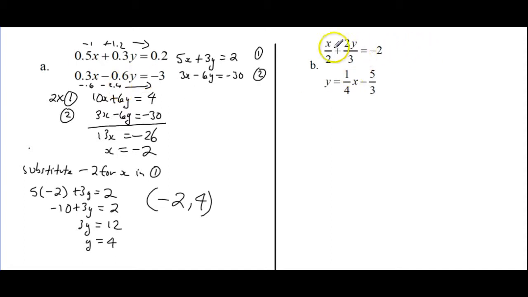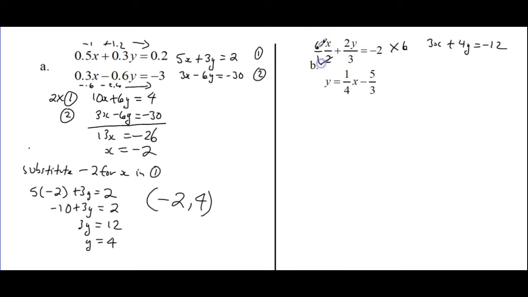B, we have fractions. Anytime we have an equation with fractions, the idea is we get rid of the fractions. To do that, we know that we need to multiply by the lowest common multiple, the smallest number that both of these will go into. So in this case, that's 6. So we're going to multiply by 6. That'll give me 3x plus 4y equals negative 12.